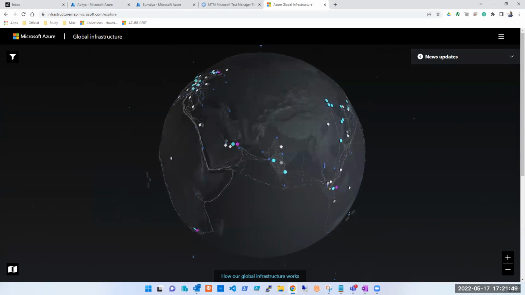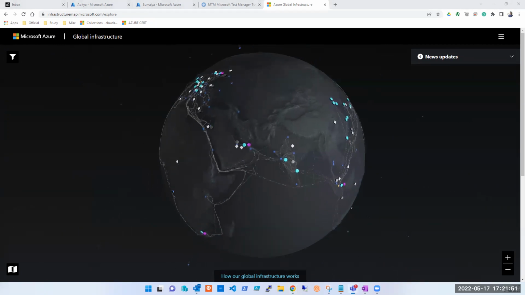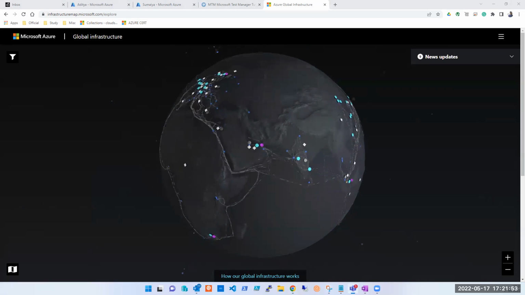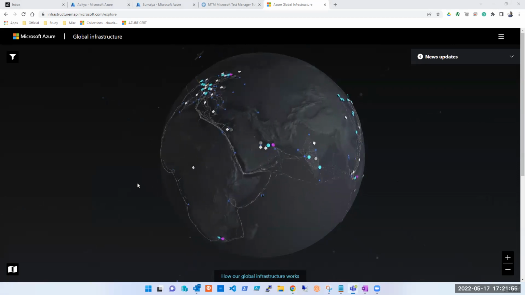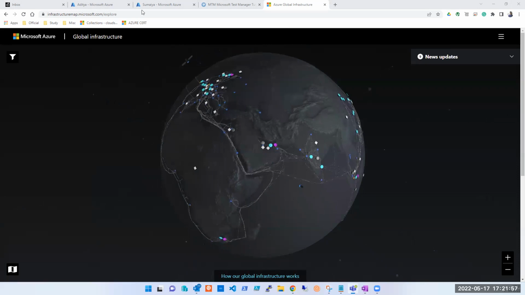So availability zone is something about physical data center, but availability sets are the virtual machines. Is that correct? No, not entirely. I will explain it to you. I'll come to that again. Let's park that question aside for a minute. I will be coming to that.